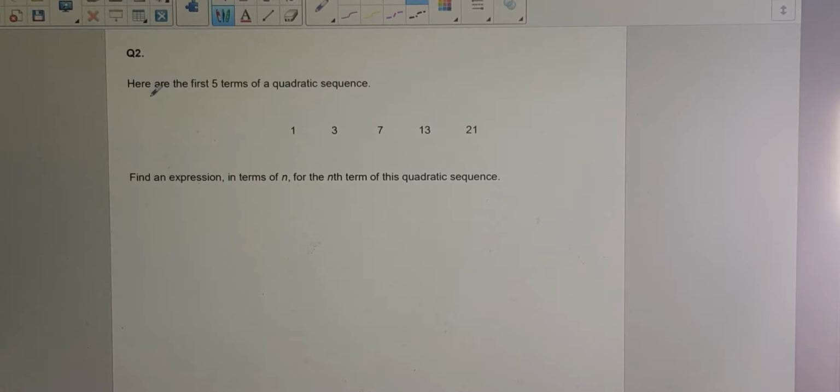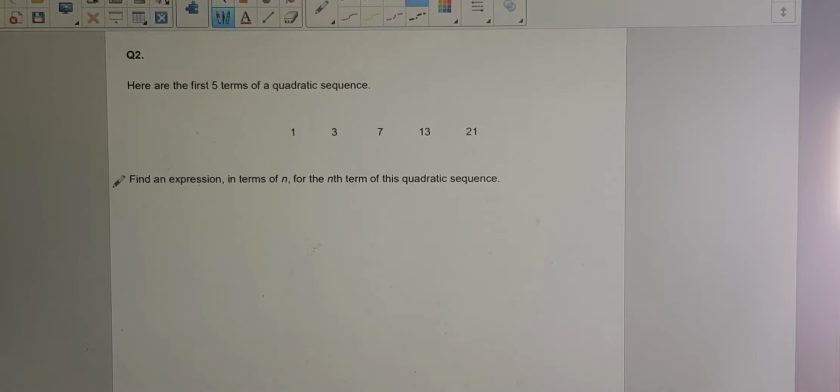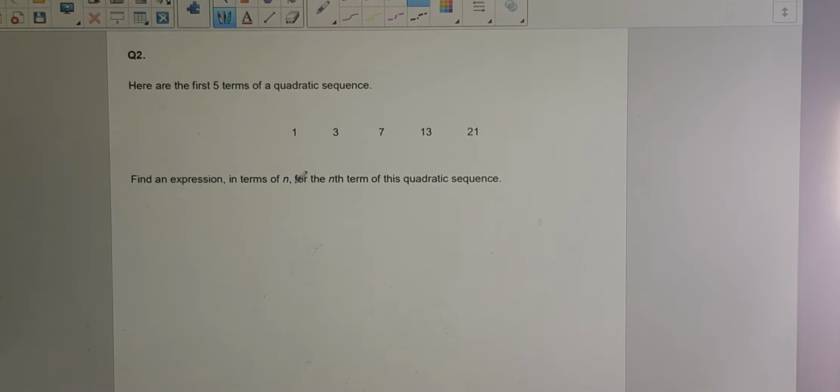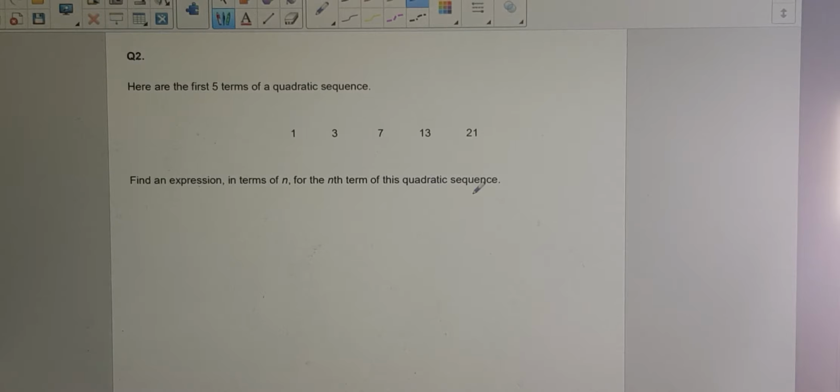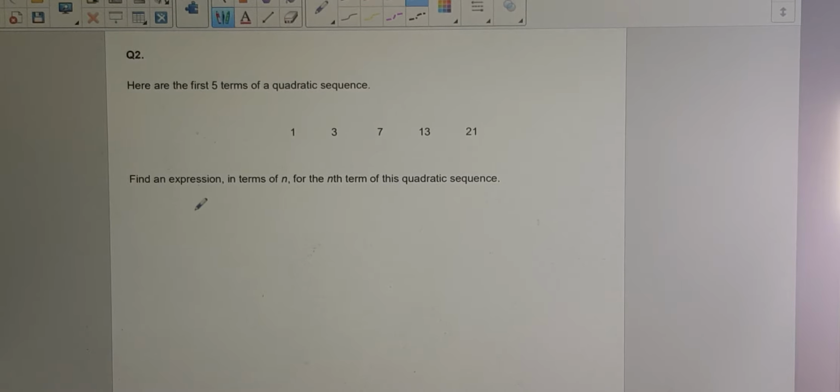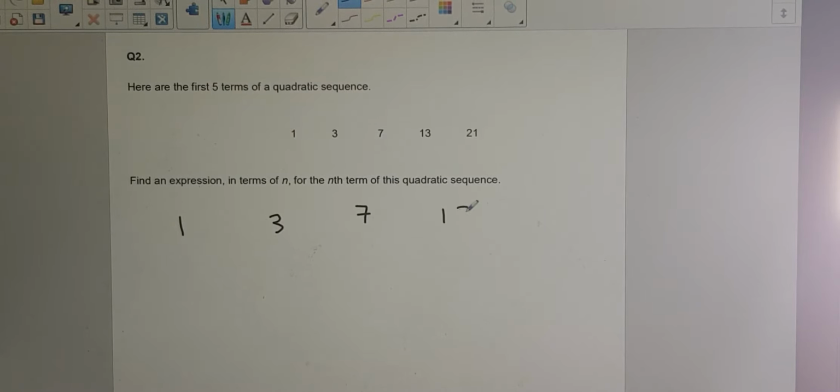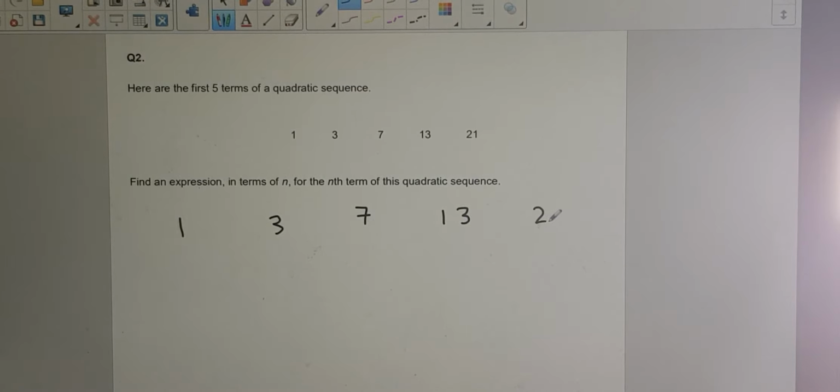Okay, so here are the first 5 terms of a quadratic sequence. It's telling us that it's a quadratic sequence. Find an expression in terms of n for the nth term rule of this quadratic sequence. Okay, so my sequence is, let me write it with a bit more space. It goes 1, then 3, then 7, then 13, then 21.